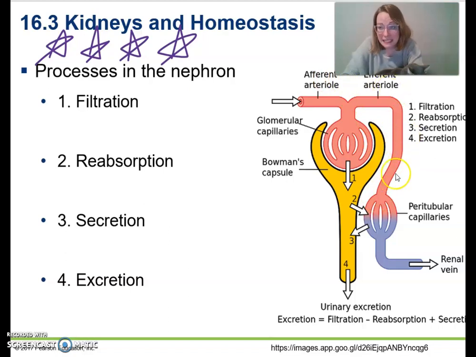Now some wastes that are too big, like drugs, hormones, or we want to get rid of extra, we push from the blood into the tube, and that's secretion. So getting rid of these large or extra waste that we want to get rid of. And then excretion, eliminating the wastes, sending them out. Right? So we'll see where at the end of the nephron we go.